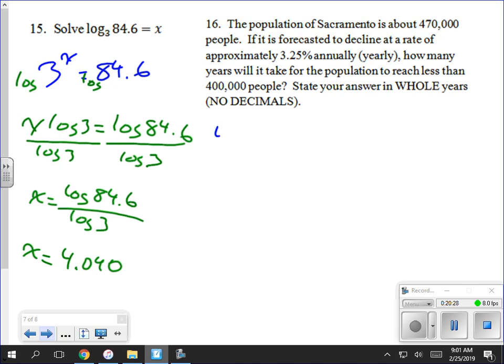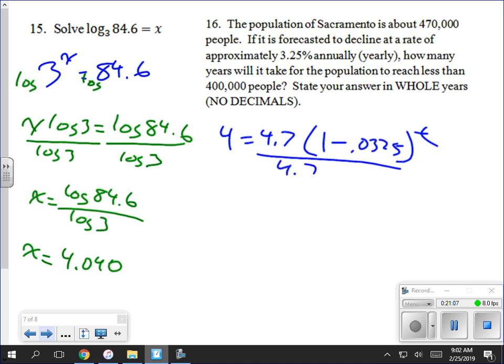So, I want to get to 400,000. I'm going to do this in hundreds of thousands. So I want to get to 4, starting with 4.7. And I'm declining, so it's 1 minus 0.0325 to the t. And I want to figure out what t is. Okay, same formula we used for growth. It's one we did on one of the first days that you have to know.